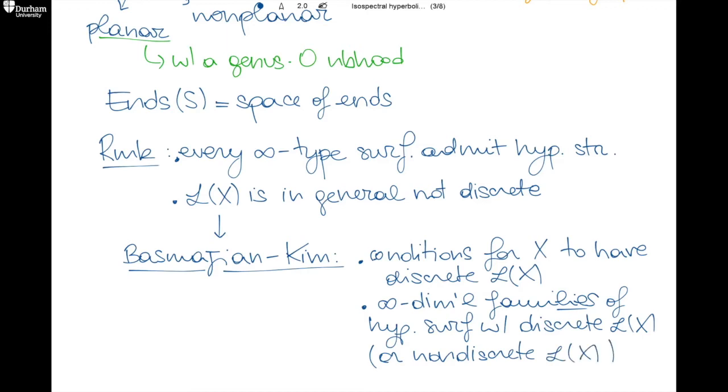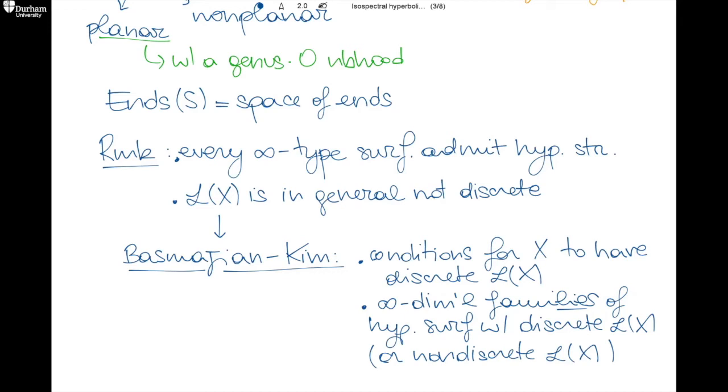But as far as I know, this is the only thing that's known for the length spectrum of infinite type surfaces. There's something else that's known in the case of the simple length spectrum, where you look only at simple closed curves, simple closed geodesics. But that's quite a different story.